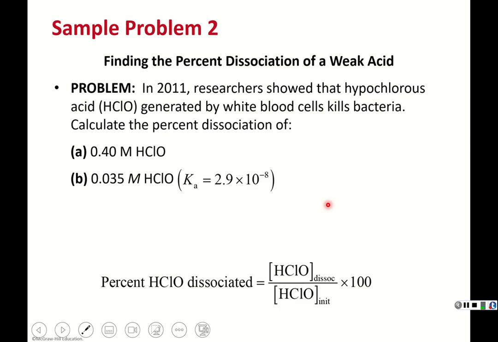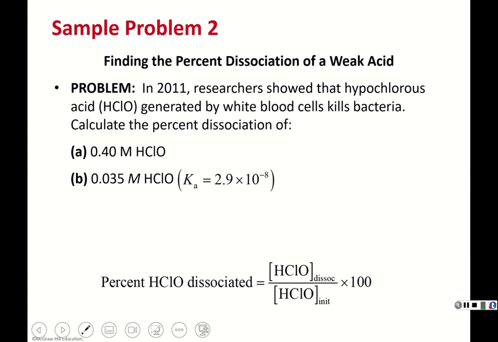So let's try a practice problem. In 2011, researchers showed that hypochlorous acid, HClO, generated by white blood cells kills bacteria. So now we have to calculate the percent dissociation of two concentrations of hypochlorous acid, one at 0.4 molar and the other at 0.035 molar. And the Ka value for hypochlorous acid is given here. And remember, the percent dissociated is given by this equation.